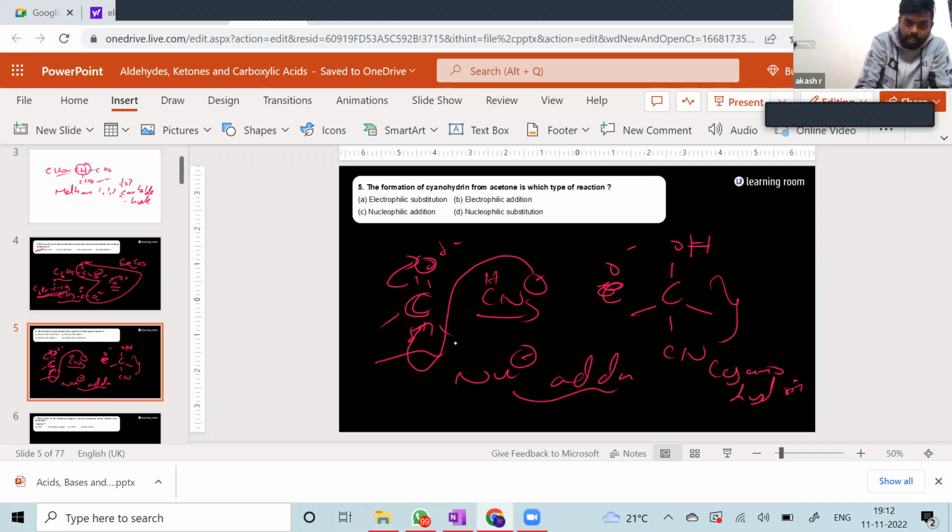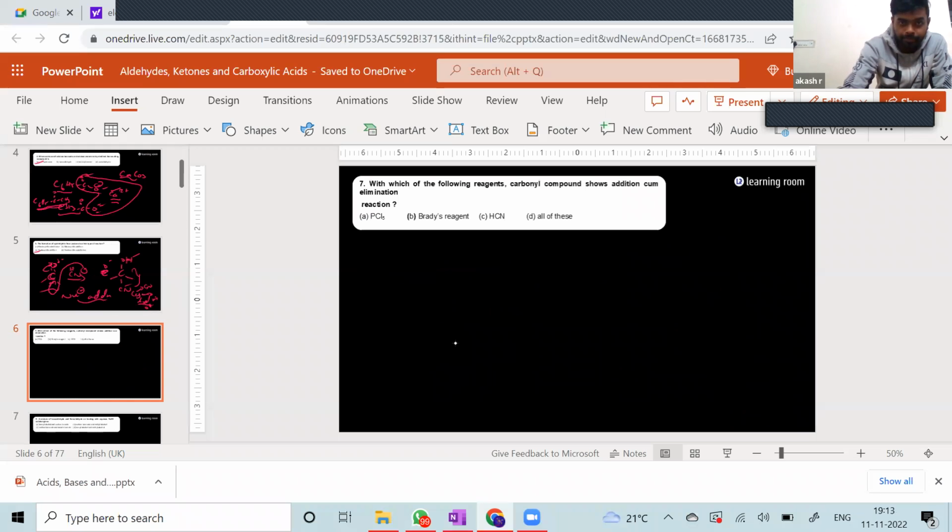So this is what is called your cyanohydrin. Right? Hydrin is basically OH, right? And your cyano is CN. So both the functional groups are there on the same carbon atom. So these are called cyanohydrins, obviously an example of a nucleophilic addition reaction. Okay, fine. Next, moving on.